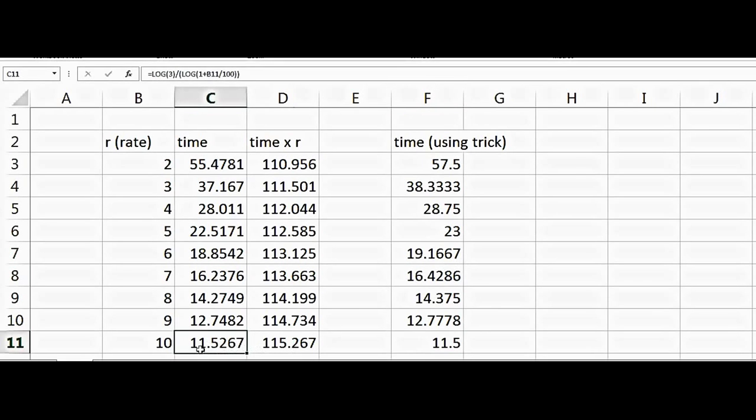It's 11.52, and this is 11.5. So if you use this trick, we don't get the exact number, but we get the approximation for the time it should take, and that could be very handy when you are thinking about different investments, and you wanna get a quick sense, or wanna get quick numbers in your mind.